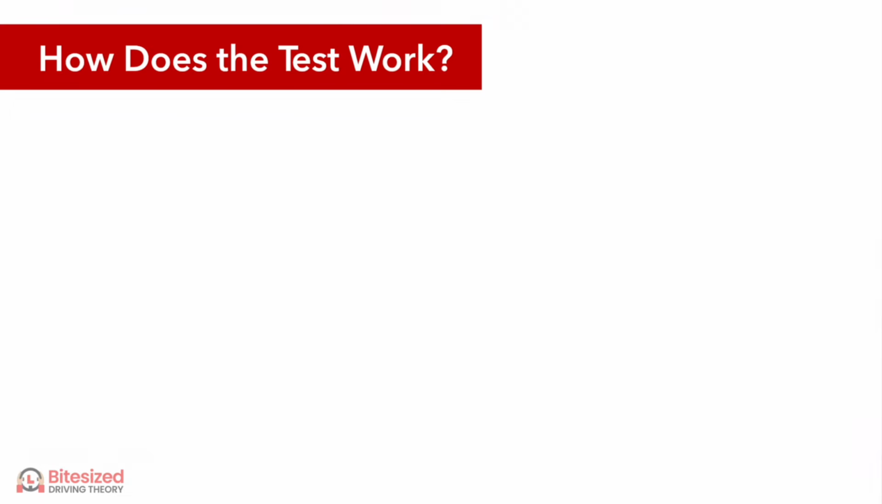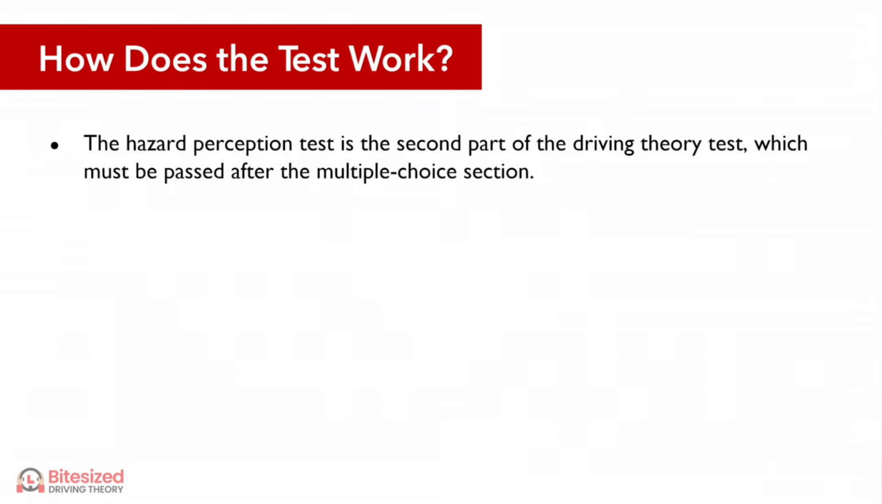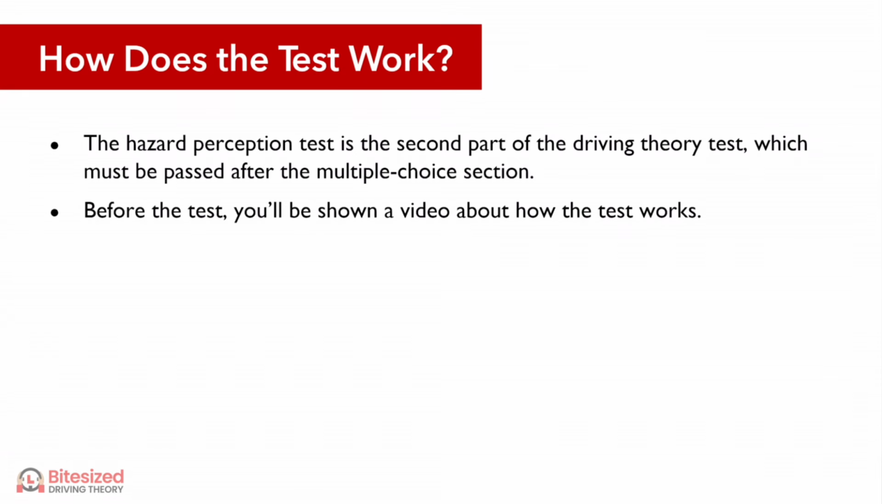So first of all, how does the test work in practice? You'll do your multiple choice section of the driving theory test, and then once you've completed that, you'll go on to do the hazard perception test afterwards, and at the end of that you'll get a sheet of paper telling you whether you've been successful or not. In order to pass the driving theory test, you need to pass both sections. That includes passing the multiple choice section first, and then also the hazard perception test. Before the hazard perception test, you'll be shown a short video about how the test works. So you'll already be an expert because you've watched this video, but it will just explain how the specific software works at the test centre.